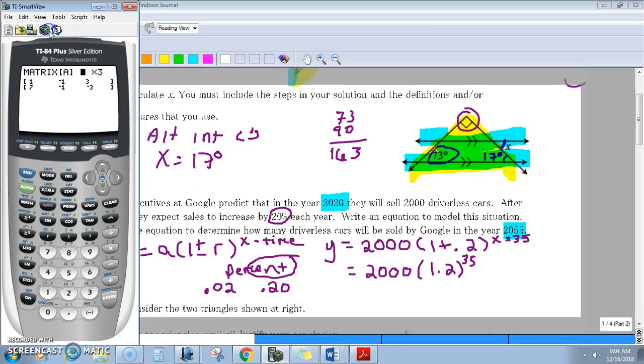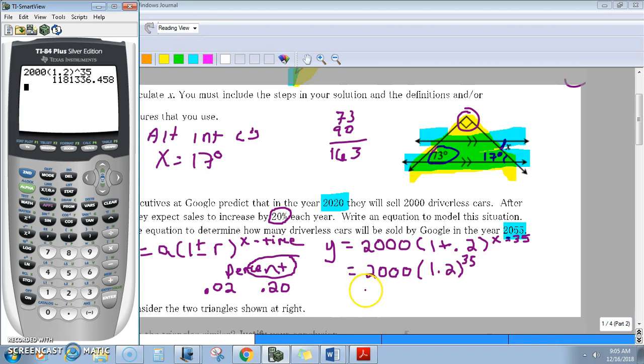Let's see. Oh, I'm in matrix mode here. Clear that out. We'll just put in 2000 exactly like I have it written. Parenthesis 1.2, parenthesis to the power of 35. Okay, so that is a lot. Driverless cars. Look at how many. It's over a billion.